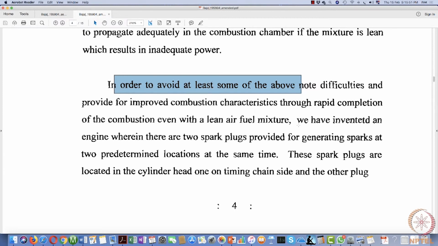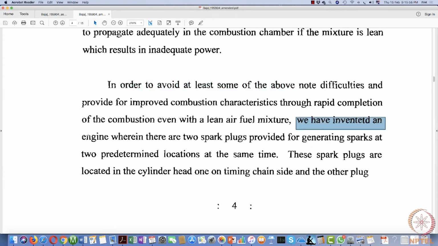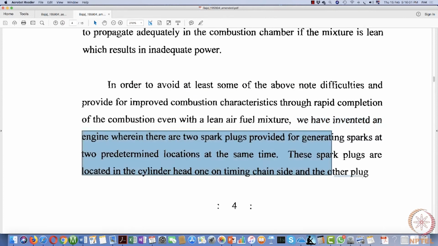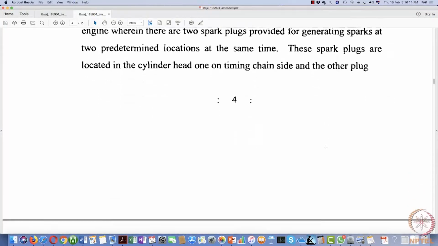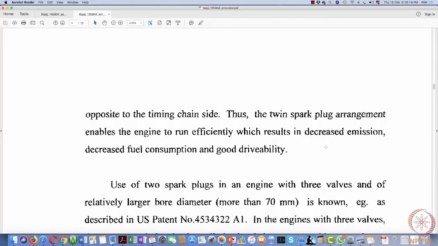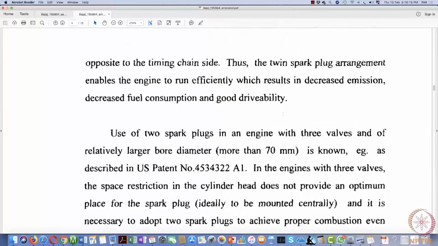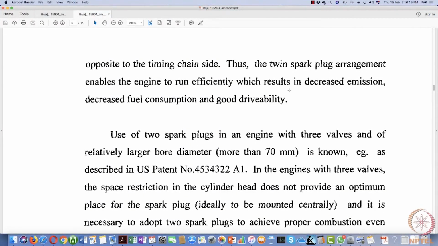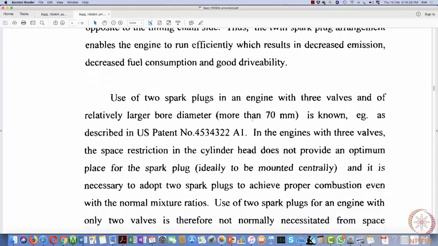So this is the statement that they make. We have invented an engine wherein there are two spark plugs providing for generating sparks at two predetermined locations at the same time. And the claim is that because there are two sparks, combustion is better. Now they say fuel efficiency, and they also say decreased emission, decreased fuel consumption, and good drivability.